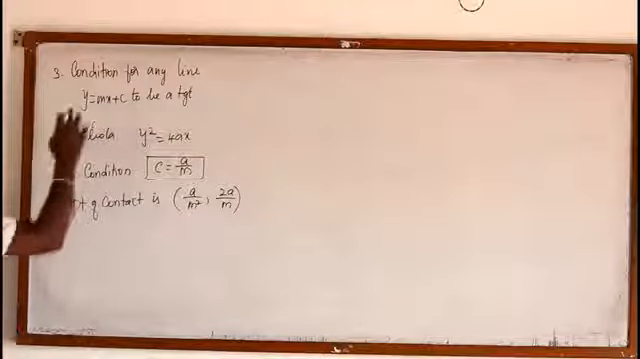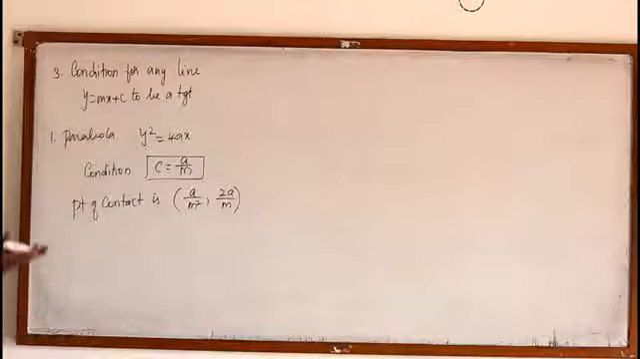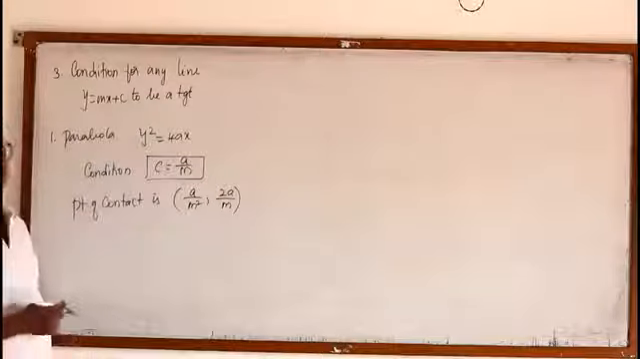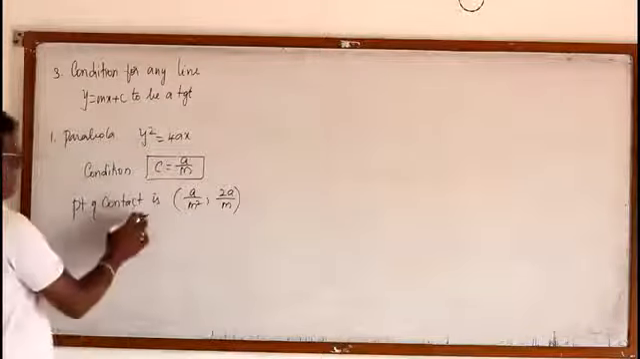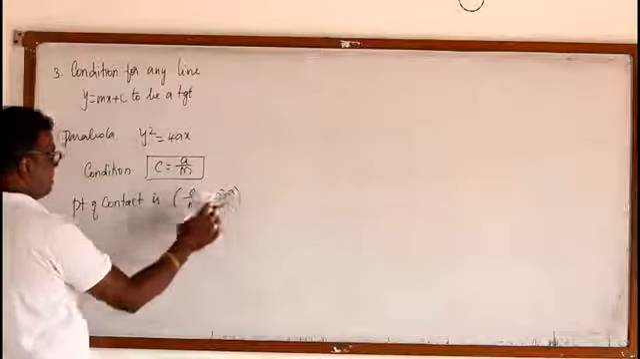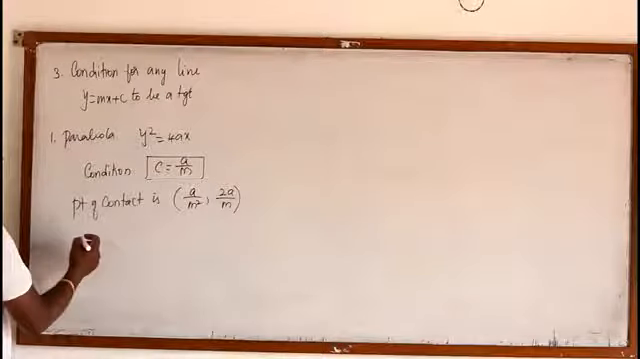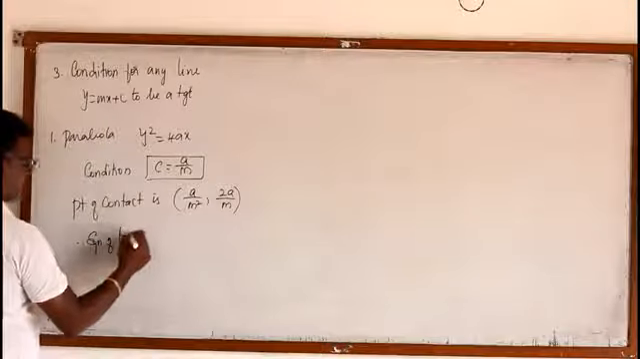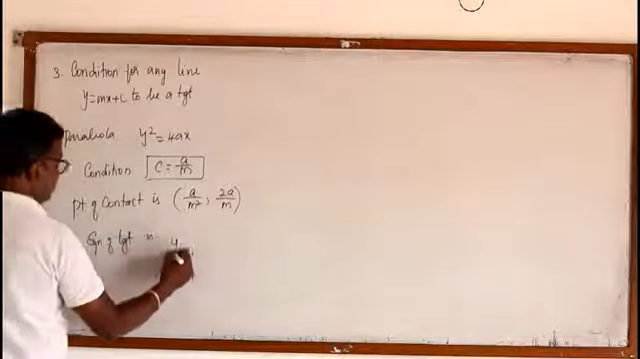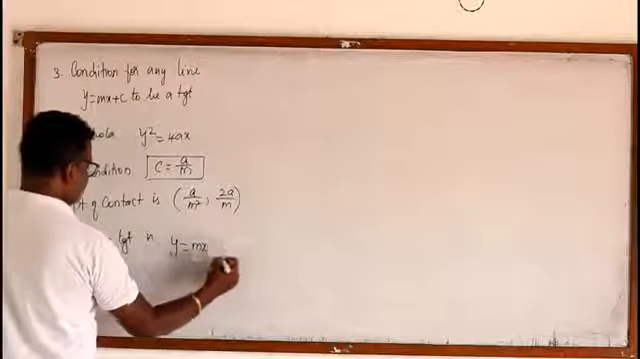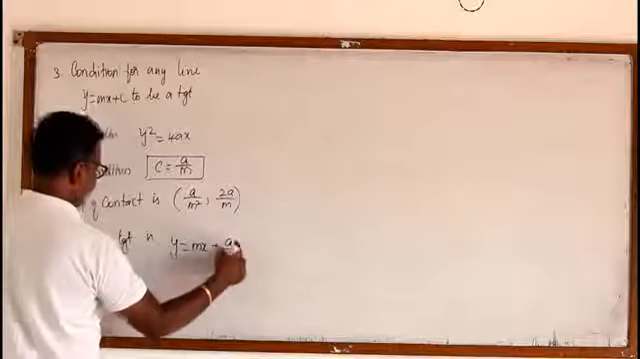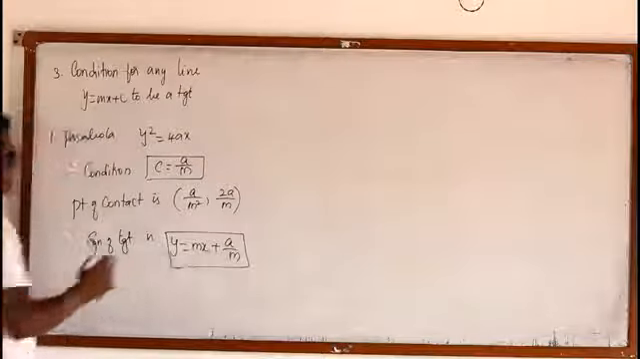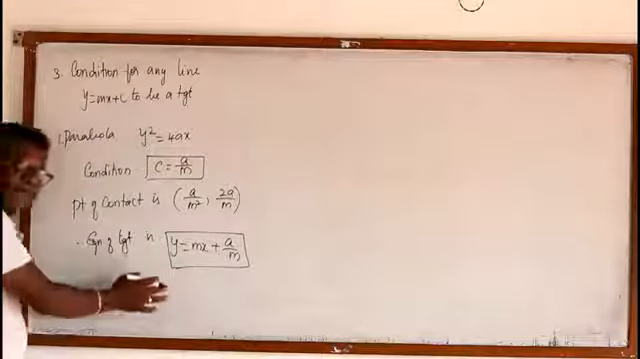Understood? Suppose I need any line y equal to mx plus c to touch a parabola, then it must satisfy this condition c equal to a by m. Then the point of contact is a by m square comma 2a by m. Then I can have a new equation of tangent. Therefore, the equation of tangent is y equal to mx plus, instead of c, a by m, where this a can be derived from the parabola. This is the equation of tangent in terms of m.